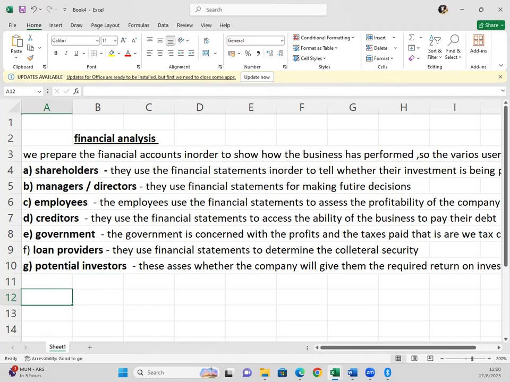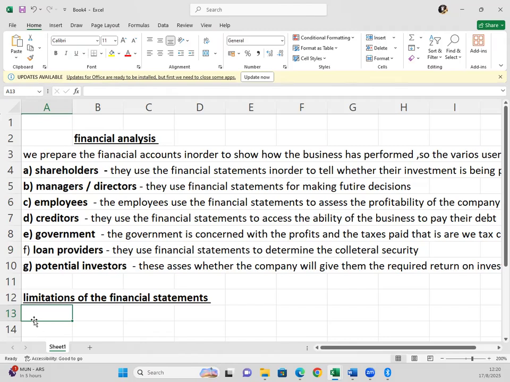These financial statements, of course, are good. They can tell us how the business is doing, but we cannot 100% rely on the financial statements. So there are limitations of the financial statements. We can't rely 100% on the financial statements as we make decisions.